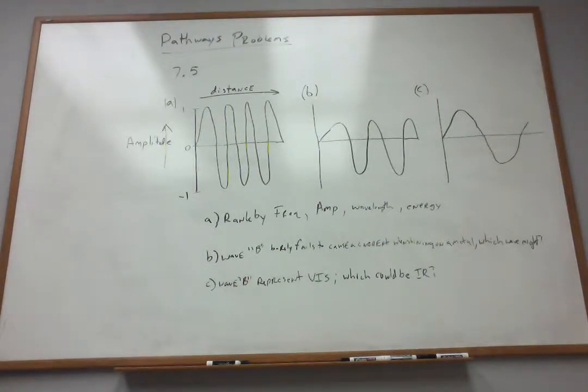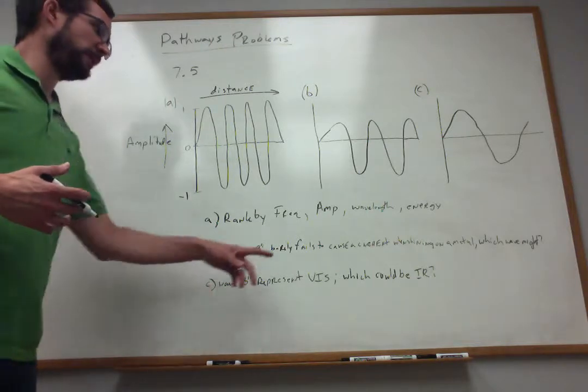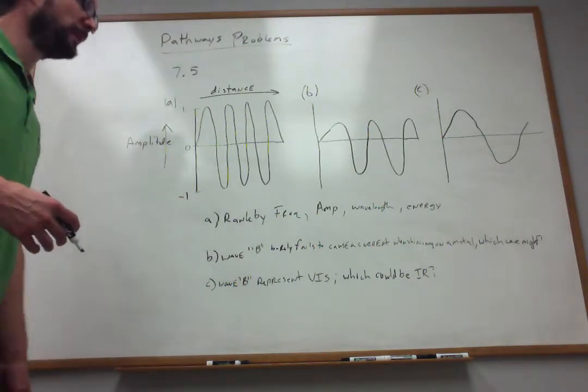Now it gives us three waves, and parts A through, I think it's C or D in the problem, asks us to rank these waves by frequency, amplitude, wavelength, and energy, just based on the pictures. To be able to do that, you basically just need to understand what these terms mean. So let's start with amplitude. I think that's probably the easiest to see.